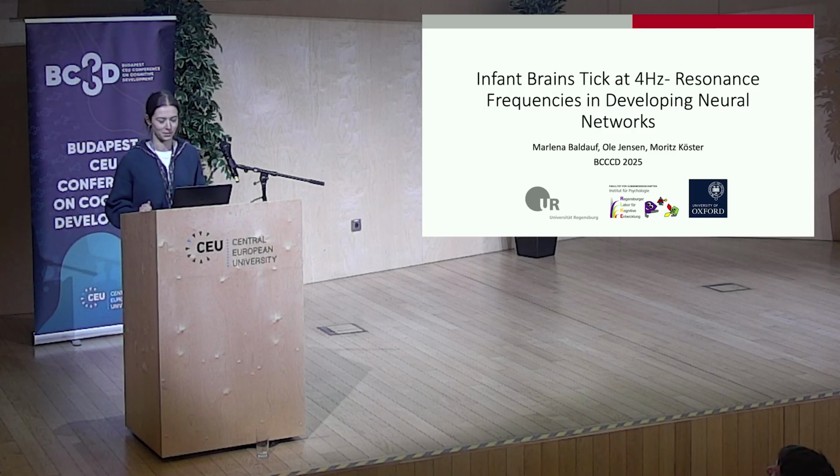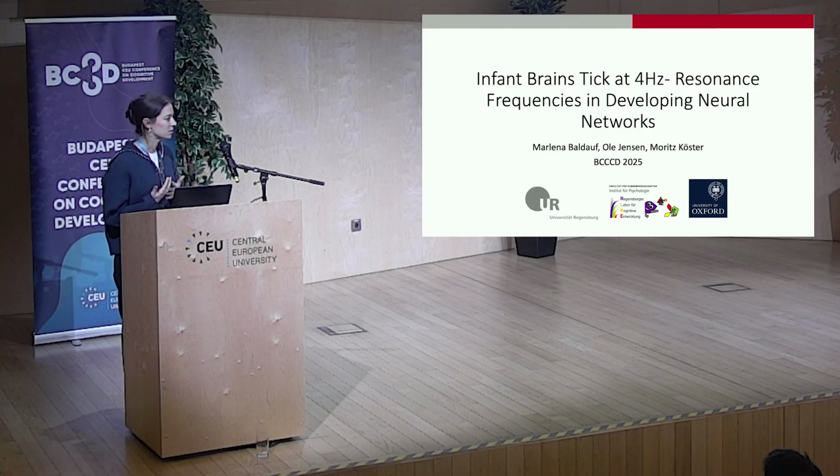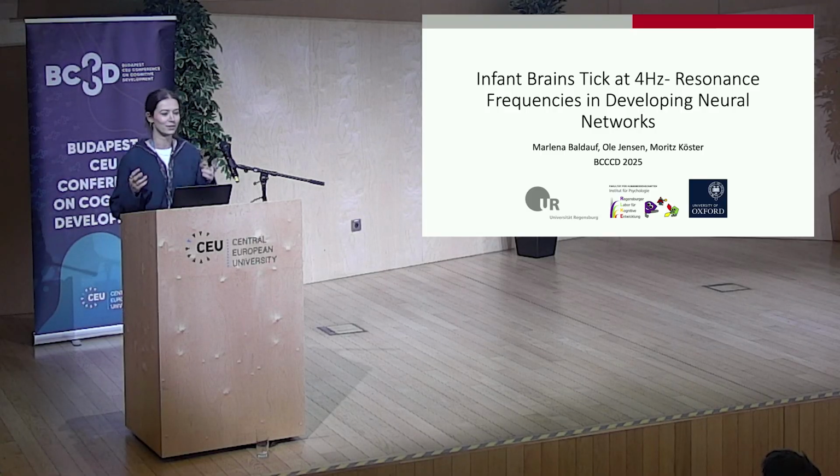I'm a doctorate student at the University of Regensburg, and in my contribution to the symposium, I will be presenting our work on resonance frequencies in developing brains. Specifically, we investigated rhythmic visual properties in infant brains, and by the end of this talk, I hope to have demonstrated that infant brains tick in theta and adult brains tick in alpha. So let me show you how we got to that conclusion.